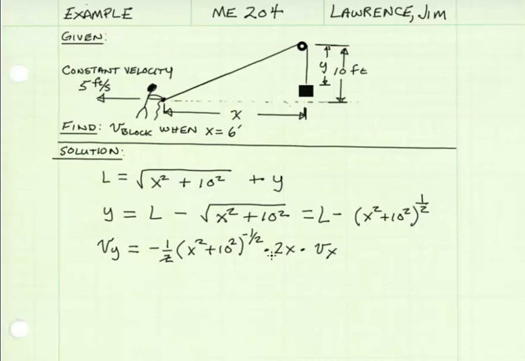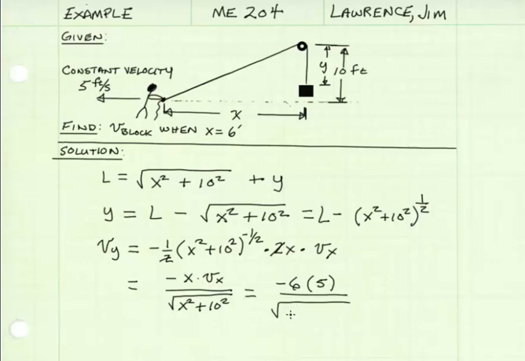Our 2's will cancel, and simplifying, we'll get that the velocity in the y direction is negative x times the velocity in the x direction divided by the square root of x squared plus 10 squared. We're trying to find the velocity when x is equal to 6 feet, and we know the velocity in the x direction is 5 feet per second. So, plugging in those values, we get minus 6 feet times 5 feet per second divided by the square root of 6 squared plus 10 squared, and that will give us a value of negative 2.57 feet per second.